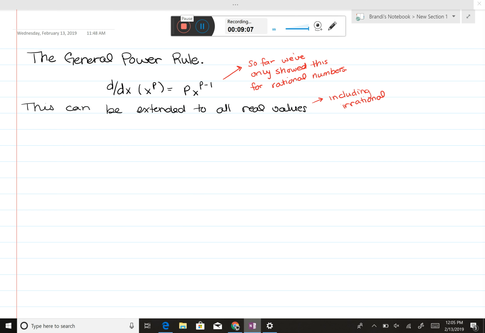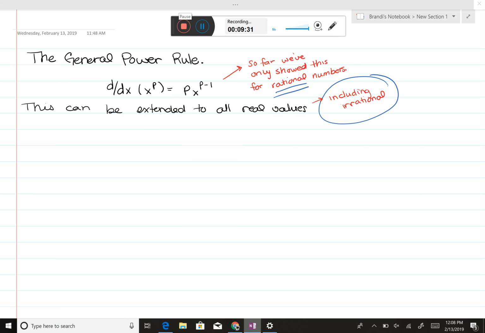All right, so now we're going to move on to the general power rule, which we're now going to extend from the rational numbers, which is all we've defined them for in the past, and we're actually going to include the irrational. And we're going to do that by using the e and ln functions to be able to find the derivative and show that it works for both rational and irrational, or in other words, all real numbers.